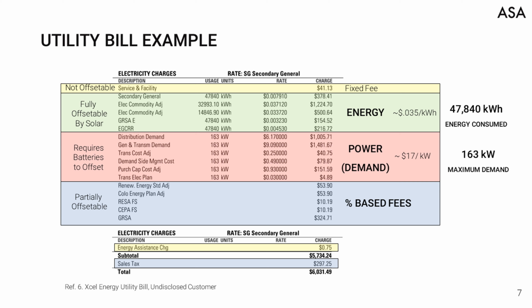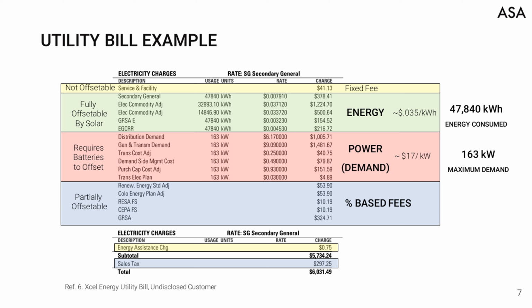Demand charges are a reality because utilities need to supply capacity based on a property's power need, whether it has solar or not. In this instance, the utility is charging $17 per kilowatt for demand and 3.5 cents per kilowatt hour for energy. Demand is equivalent to the maximum power that your property requires during the billing period. In this instance, the maximum demand that the property hit was 163 kilowatts. Each utility calculates maximum demand differently.